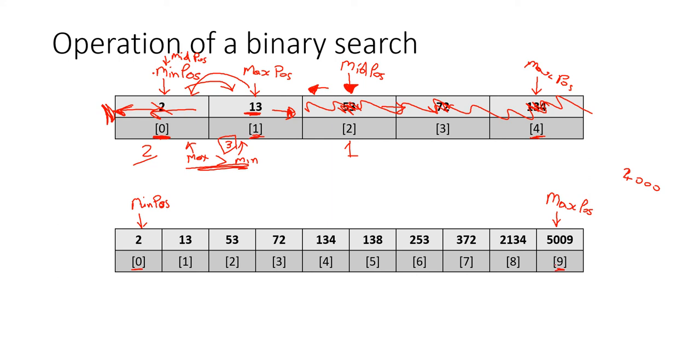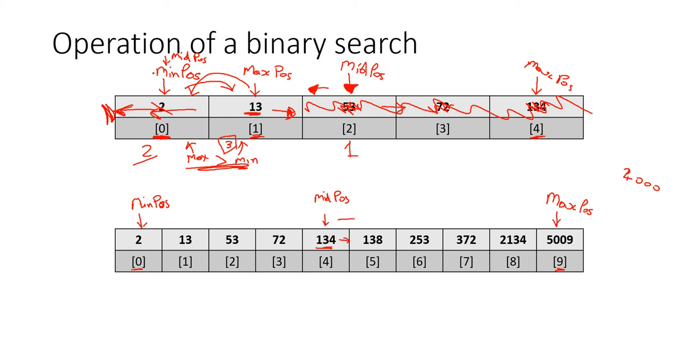We use the min and max, we add them together, so 0 plus 9 is 9. Divided by 2 gives us 4.5. We round down because we're keeping these as integers, so it just ends up being 4. So that's the mid pos. So our mid pos is 4. Is the number at 4 equal to 4,000? No, it isn't. What is it in fact? Well, it's less than that.